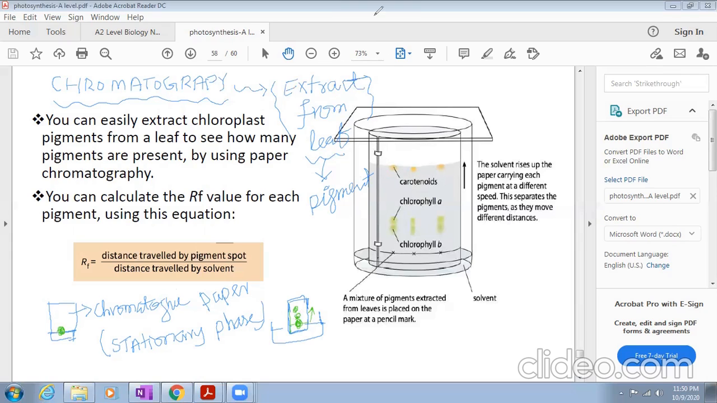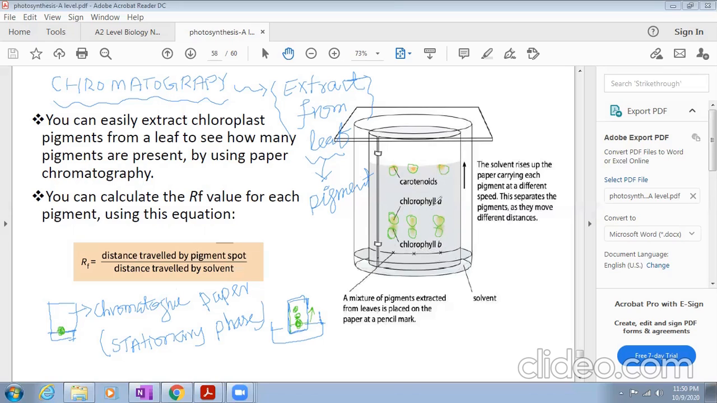Now if you see here in this example, this is our baseline, right? This is the solvent, right? And this is our baseline from where our extract starts to separate. So chlorophyll B remains here, sorry, chlorophyll B. Chlorophyll A remains here, right? And carotenoid reaches up to here. It means carotenoid was more soluble in this solvent, right?